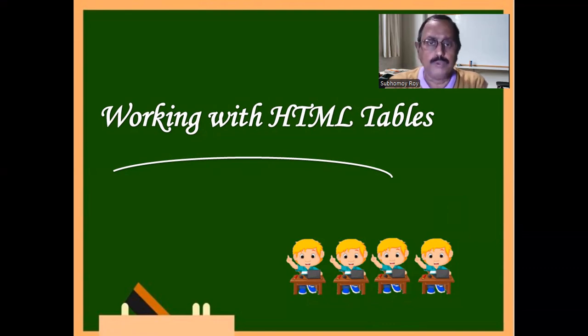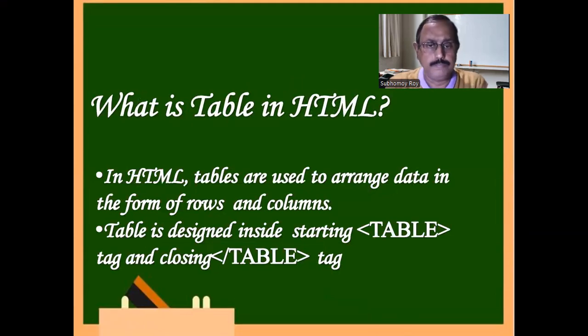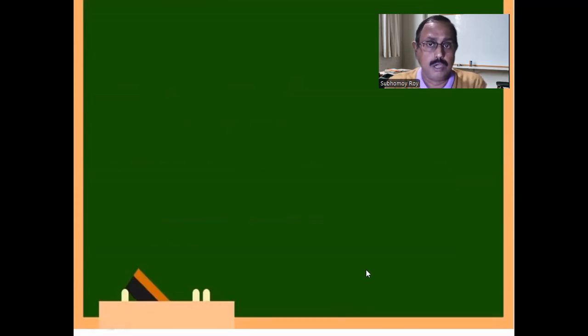So first of all, we have to know the definition of the table and the tags required to create a table. In HTML, tables are used to arrange data in the form of rows and columns, not only in HTML but everywhere. This is the purpose of the table. A table is designed inside a starting table tag and a closing table tag. So just after the body, you have to give this table tag. This table tag is used to design the table. That means after the table tag only you can start designing the table, and you must finish it before the closing table tag. This is the very basic tag for creating a table.